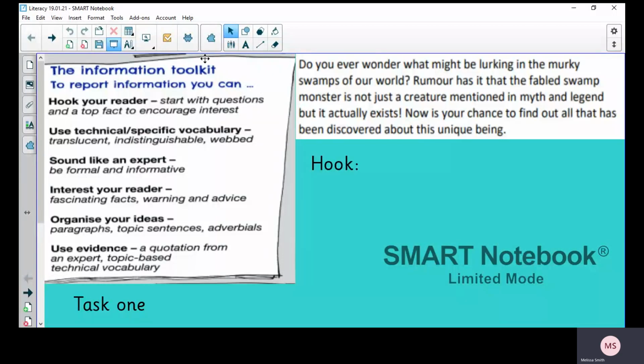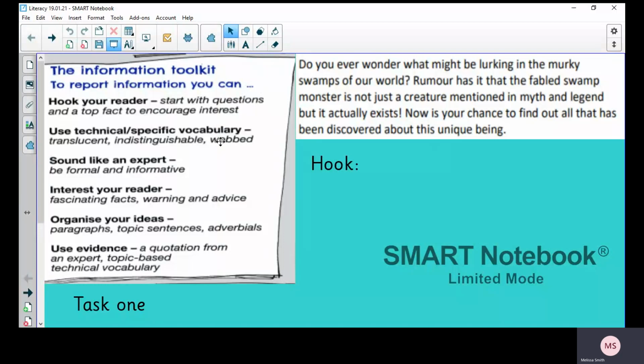Right then, so we've got our toolkit here, and I'm going to read out the different things that we want to see you including in your final piece. Number 1, we want a hook to engage your reader. This can form part of rhetorical questions, or maybe a top fact, so a fact which is going to make your reader want to continue to read on. So that's our first technique.